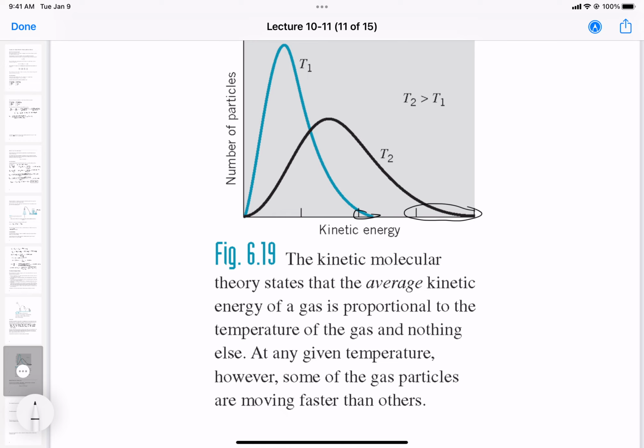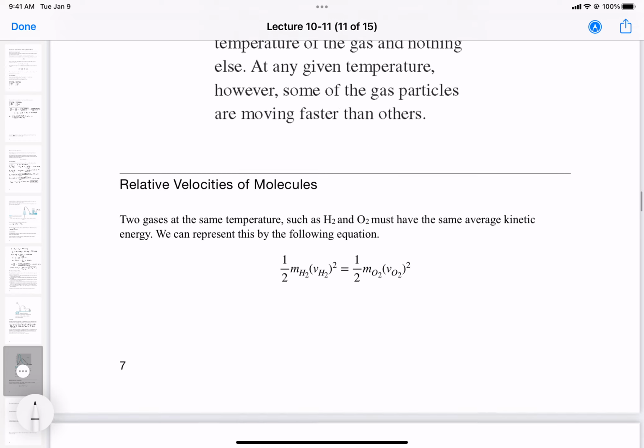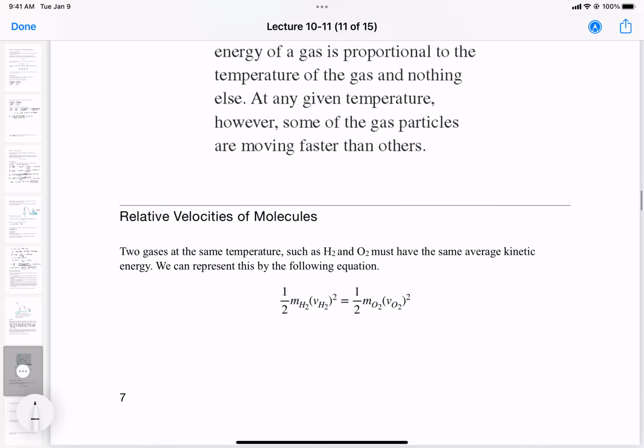So eventually, as we increase the temperature, the range of the kinetic energy for all the particles will increase, and it will shift the distribution to a little bit more even distribution in this case. Okay? All right. So that is kinetic energy. We can see a similar trend for velocity, and we'll talk about that when we get there.